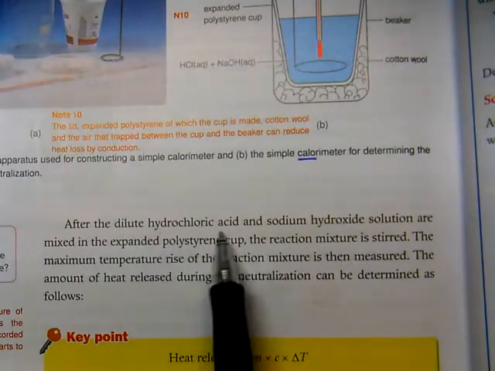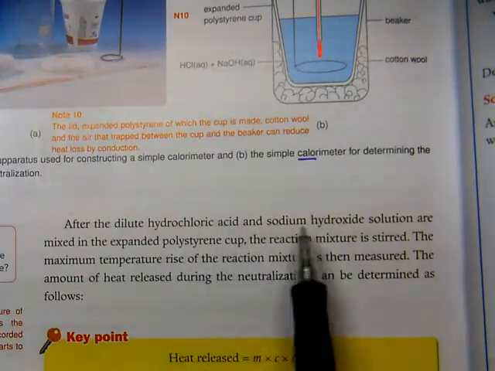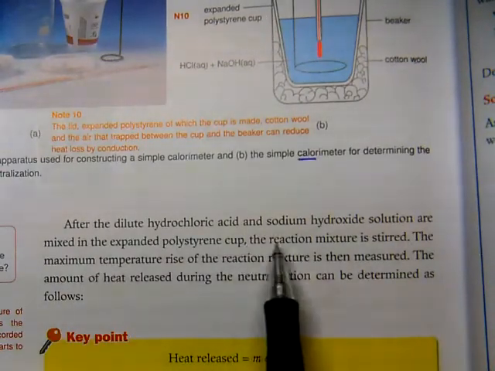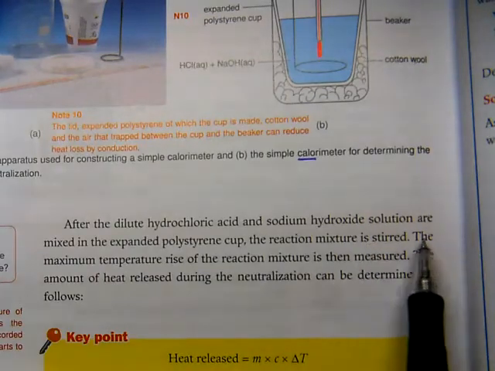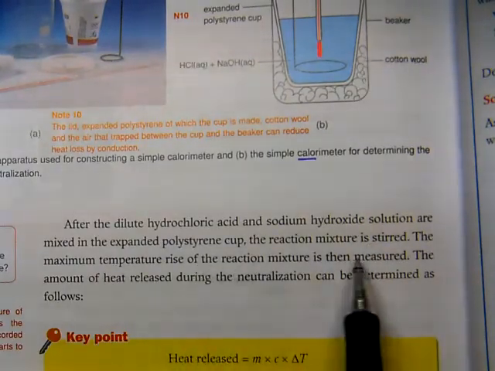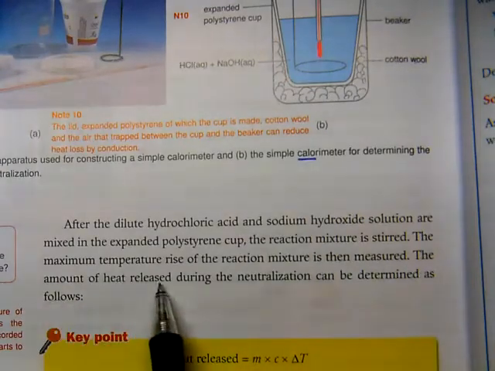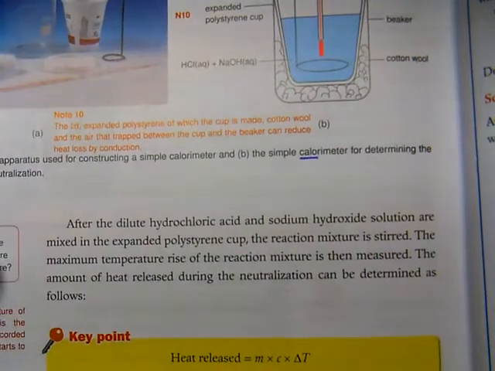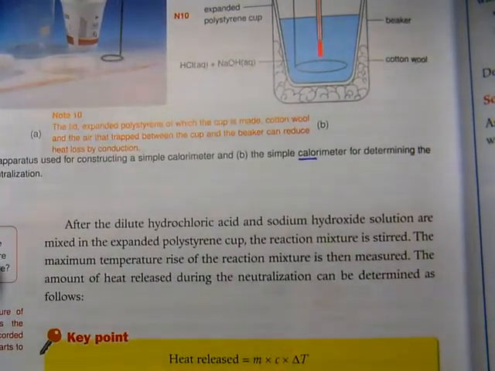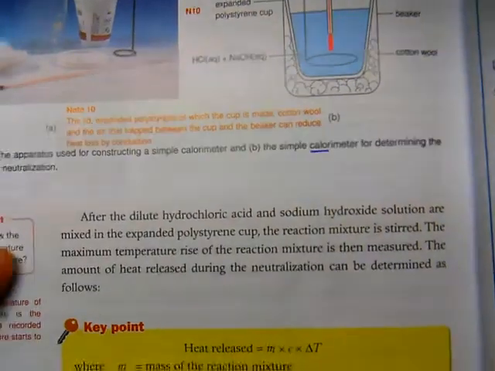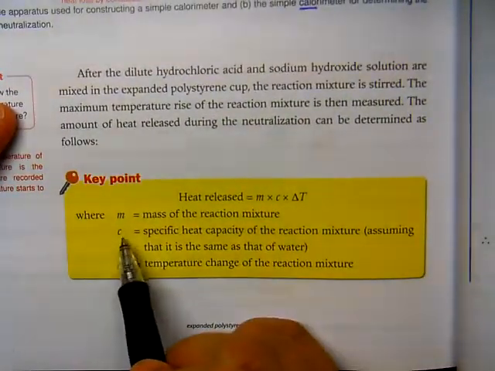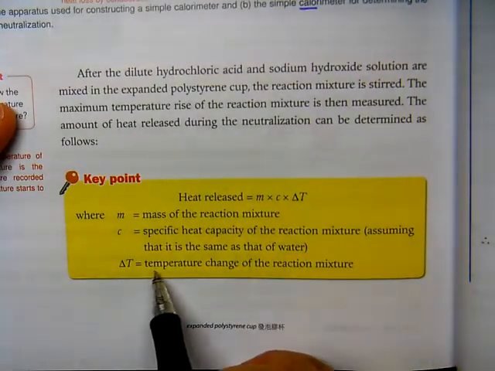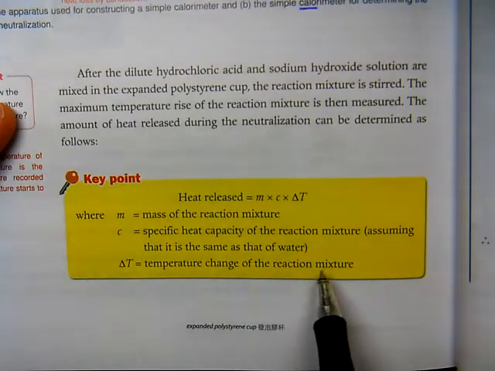After the dilute hydrochloric acid and sodium hydroxide are mixed in the expanded polystyrene cup, the reaction mixture is stirred. The maximum temperature rise is measured. The amount of heat released during the neutralization can be determined by using this equation: mc delta T. M is the mass of the solution of the mixture, C is the specific heat capacity of the mixture, and delta T is the temperature change of the mixture.